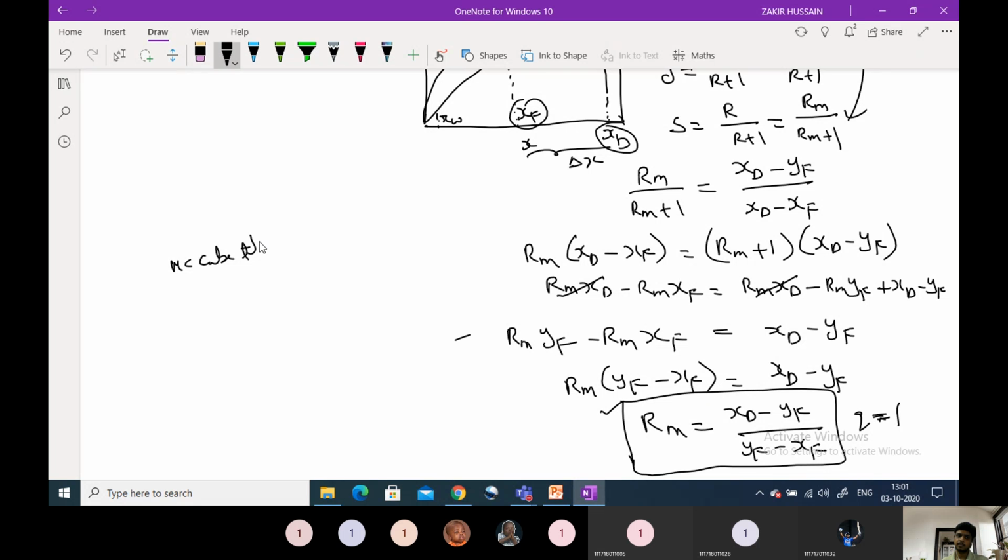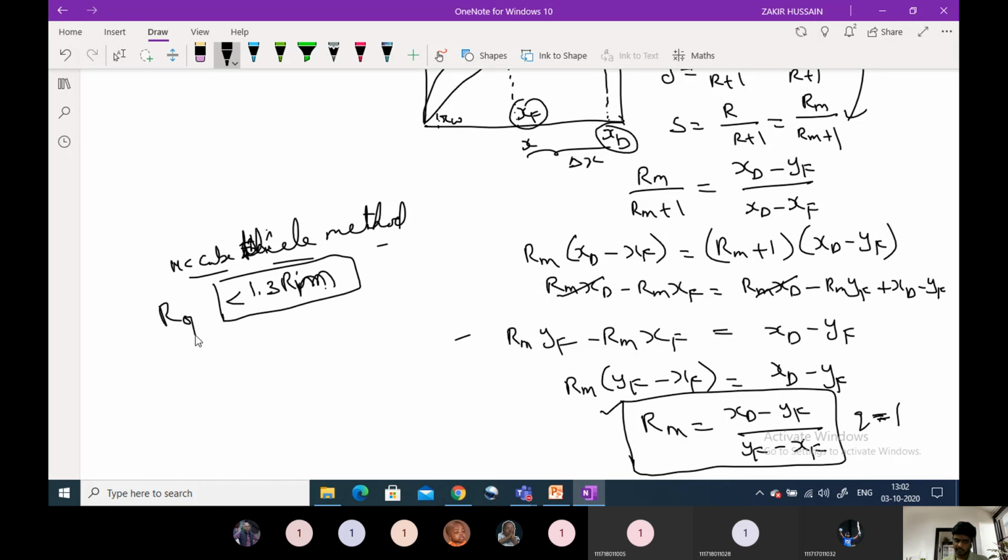For the McCabe-Thiele method, one of its limitations is that it can't be used when the operating reflux ratio is less than 1.3 times the minimum reflux ratio. At this condition, when our operating reflux ratio is less than 1.3 times the minimum reflux ratio, the McCabe-Thiele method cannot be used. For similar feed conditions, we have to derive Rm.